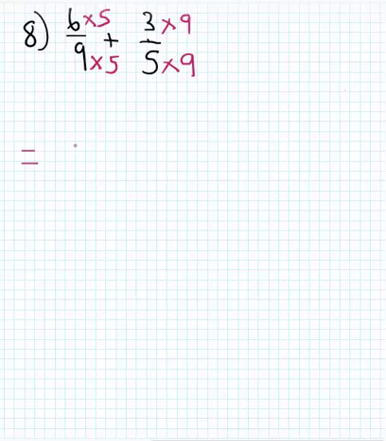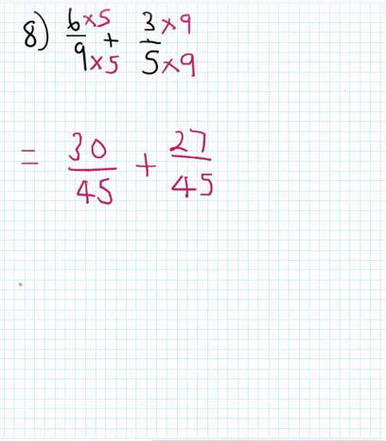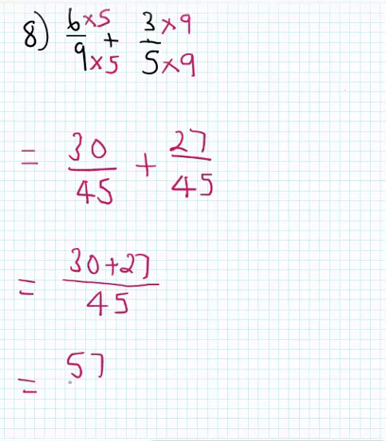All right, and now we have 6 times 5 is 30, and 9 times 5 is 45, plus 3 times 9 is 27, and 5 times 9, of course, is 45. And I have the same denominators. So I can add in this extra step where I put both my numbers over the same denominator. So I have 30 plus 27. And 30 plus 27 will leave me with 57 over 45. Okay, now I've added my fractions.